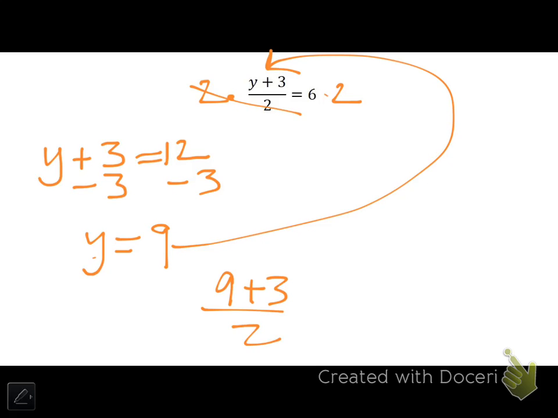Plug it back in, see if it works. 9 plus 3 over 2 is equal to 6. Okay, 9 plus 3 is 12. 12 divided by 2 is 6. So it worked.